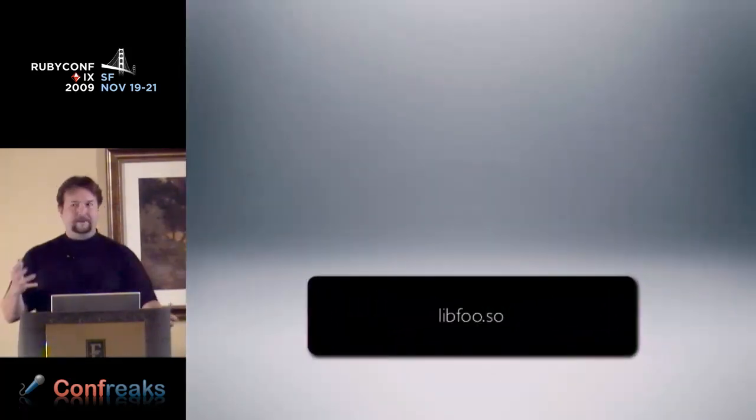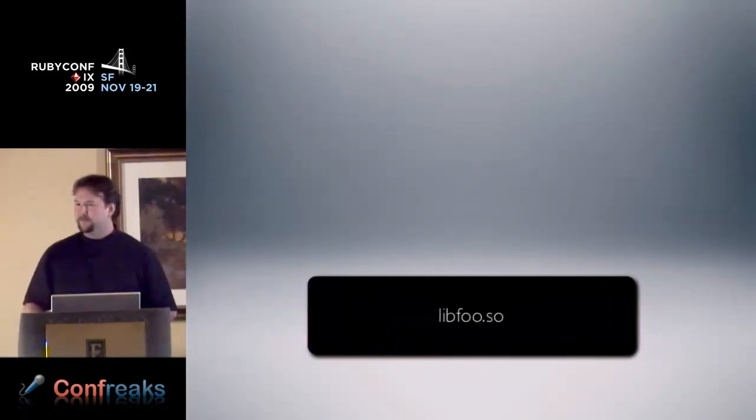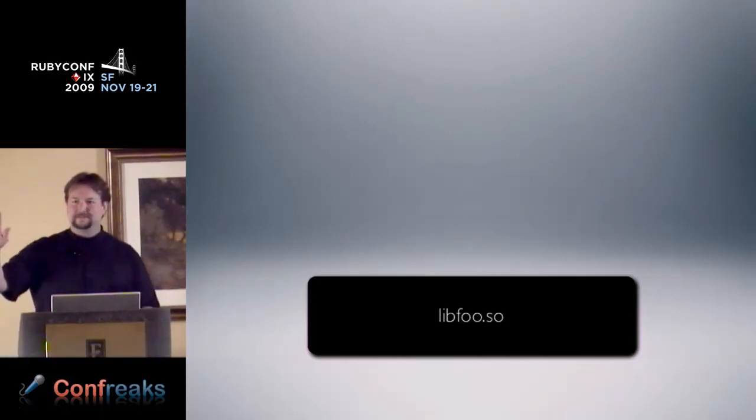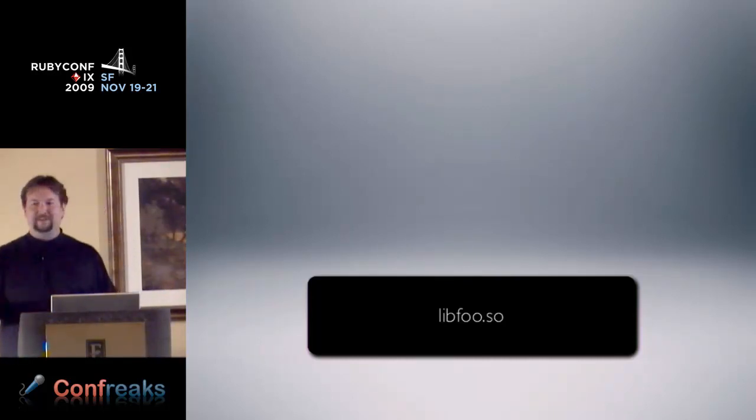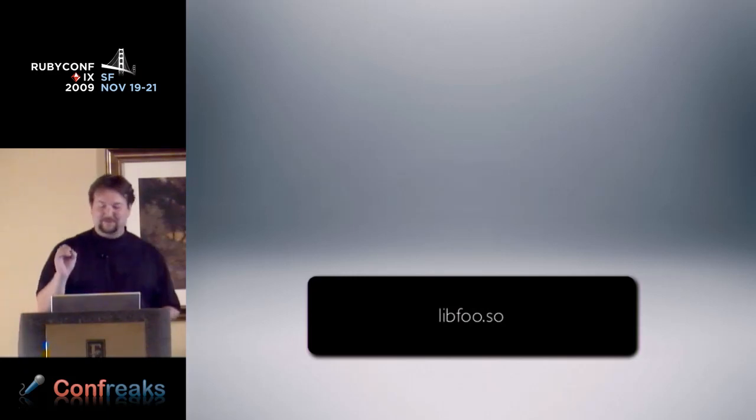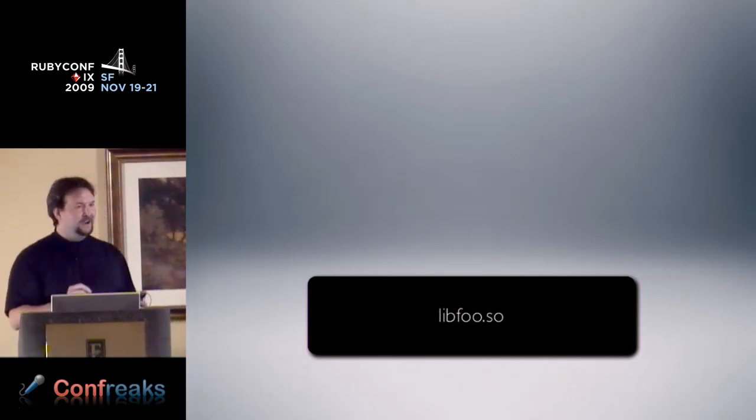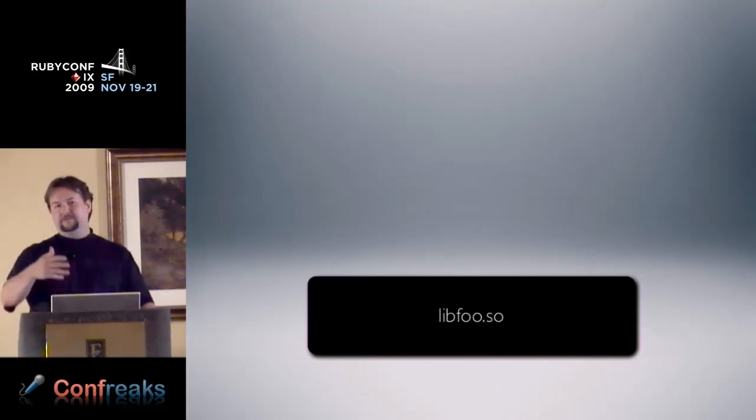So we'll go back a little bit. Say you have a library, libfoo. Everybody's used libfoo, right? It's a great library. It does everything you want. It's the absolute perfect library. And you want to use this in your program. Not necessarily a Ruby program, but you want to use it in your program. So say in C, for example, you use the include header. You compile against it, then it links, and you've got your binary that runs and it links against libfoo.